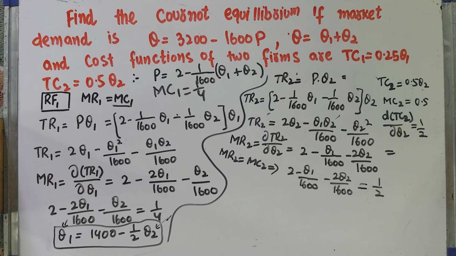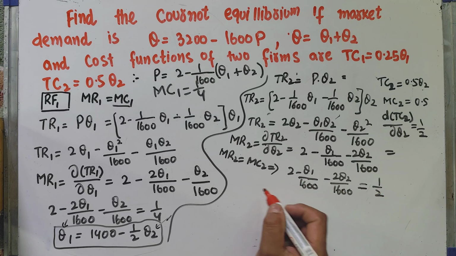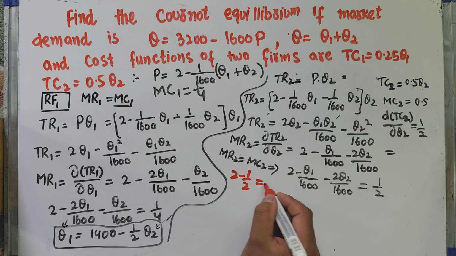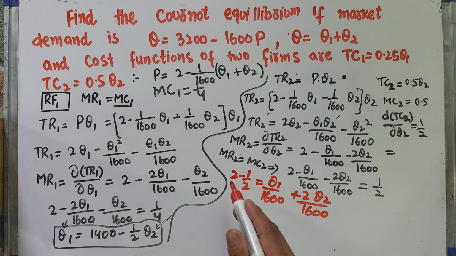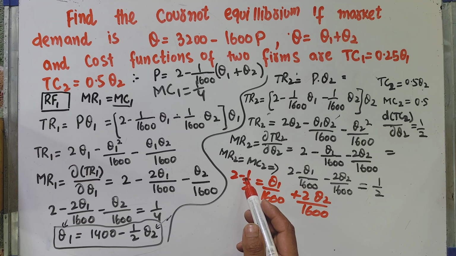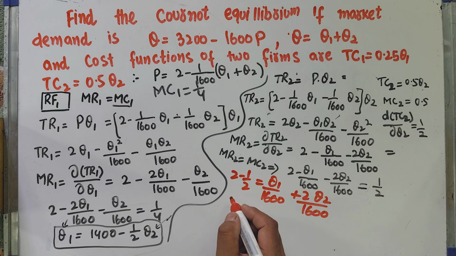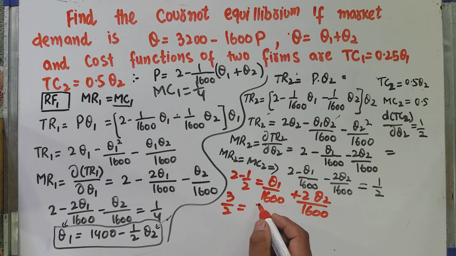Transpose it here. So we will get 2 minus 1 upon 2 is equal to, these will become positive, Q1 upon 1600 plus twice Q2 divided by 1600. So 2 minus 1 upon 2 gets 4 and 3, so we'll get here 3 upon 2. Okay, so 3 upon 2 is equal to, the base in the denominator is the same, so we can add the numerators: q1 plus twice q2 upon 1600.